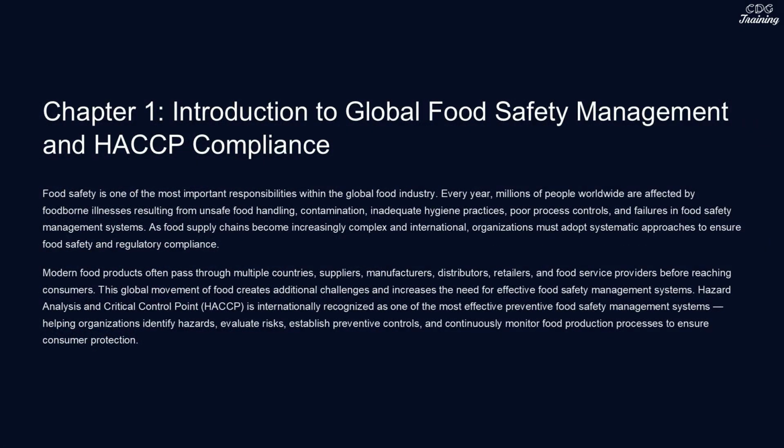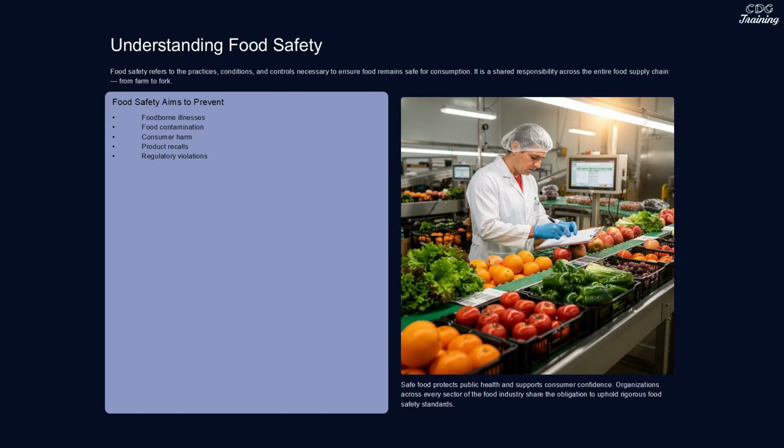Food safety is a critical responsibility in the global food industry, ensuring the prevention of foodborne illnesses and maintaining regulatory compliance. As supply chains grow more complex, organizations must adopt robust safety measures. Understanding food safety involves recognizing the practices and controls necessary to keep food safe from production to consumption. It's a shared responsibility across the entire food supply chain.